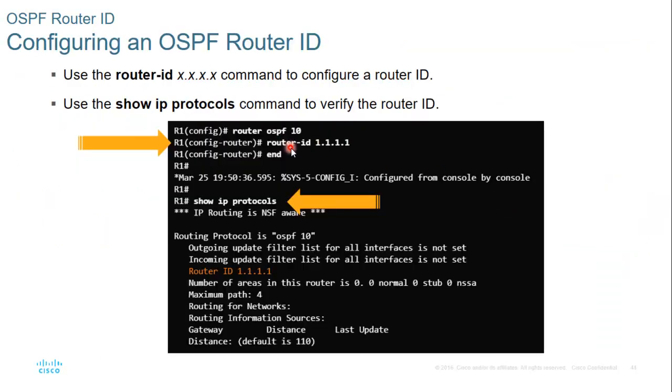If you notice, the router ID configuration is under the router configuration, and in this case, it is the OSPF router configuration. So router-id and whatever ID you want to give it. In this case, for router 1, they decided to give the ID 1.1.1.1. Once you do that, you see here the router is telling you what it is doing. It is telling you that it has been configured from console by console. So whatever you did was actually done. And you can verify this through show ip protocols. If you go down, you will find router ID 1.1.1.1.